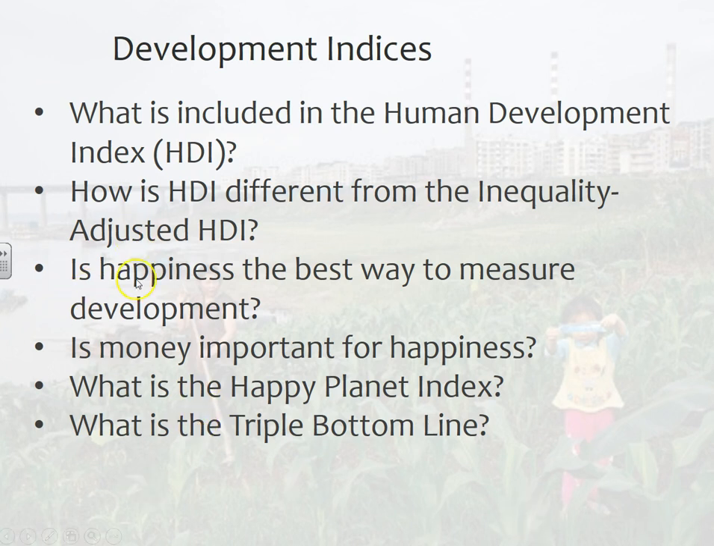So the overall questions we're going to answer here are: what is the Human Development Index? What's the Inequality Adjusted Human Development Index? Can we measure happiness? Is that a way to measure quality of life? What's the Happy Planet Index? And what is the triple bottom line? These are the main questions.